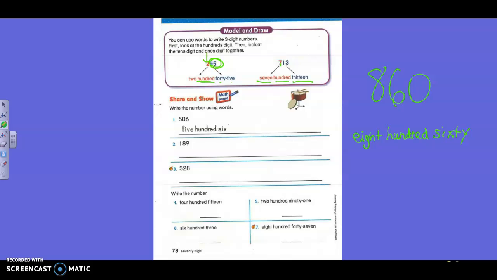Okay. All right, so that's what you're doing today, boys and girls. You are writing these numbers using words. Okay, 506. That's another thing. I'm glad they did that one for you. There's no tens, is there? So it's just 6 ones, right? So it's just 506. There's no tens. You don't have to write anything else. Okay?